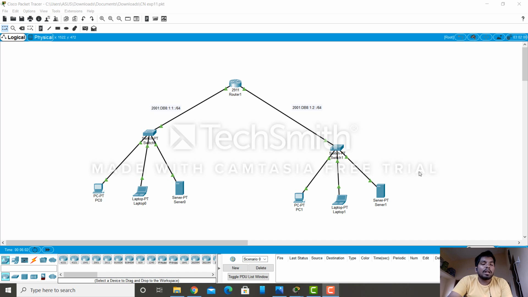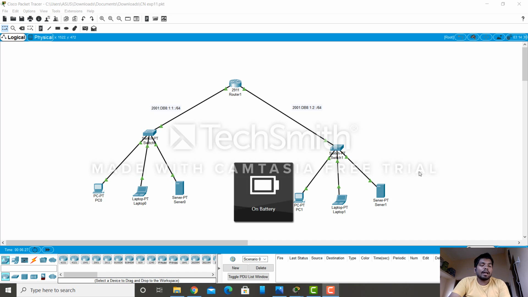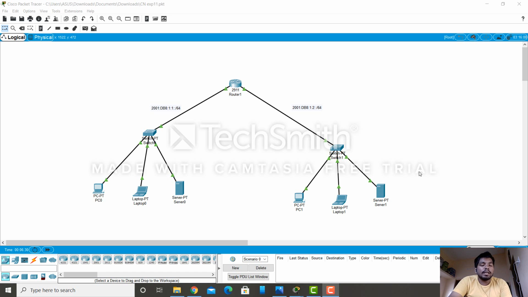Now I need to explain about the configuration commands. R1(config)# ipv6 unicast-routing. R1(config)# interface GigabitEthernet 0/0. R1(config-if)# ipv6 address 2001:DB8:1:1::2/64. R1(config-if)# no shutdown. R1(config-if)# ipv6 unicast-routing.